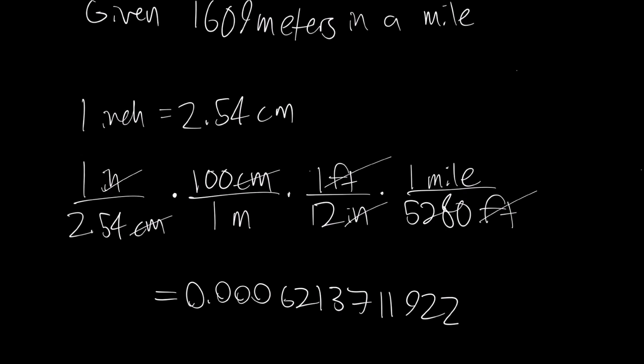0.0006213711922, but that number is useless, for 2 reasons. 1, there are no units. From our unit analysis, we can see that the only units left are miles per meter. Or we can invert this for a more useful number, 1,609.344 meters per mile. But we're still not done.